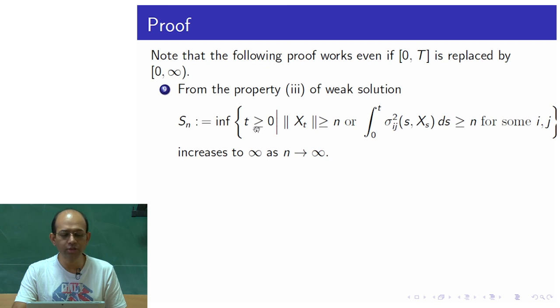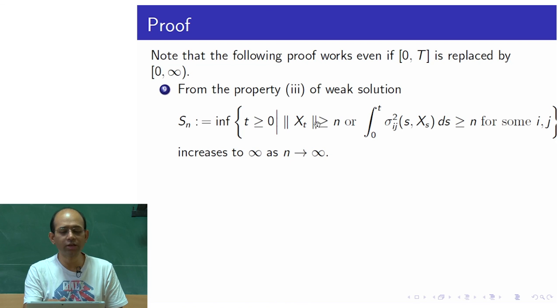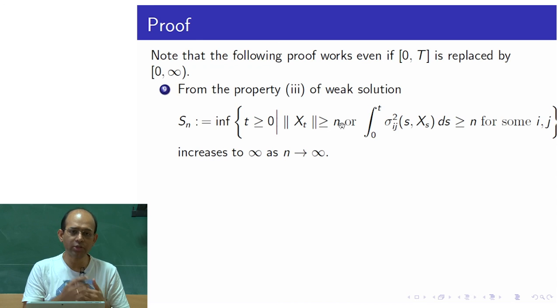So this time is of course a random time, because it depends on the random process x. Also the norm of x is greater than or equal to n. If either of these happens for the first time, we get Sn, and then we write n plus 1, and for n plus 1 we check when either of these happens, and we get s1, s2, s3, sn plus 1, etcetera, some sequence of stopping times.